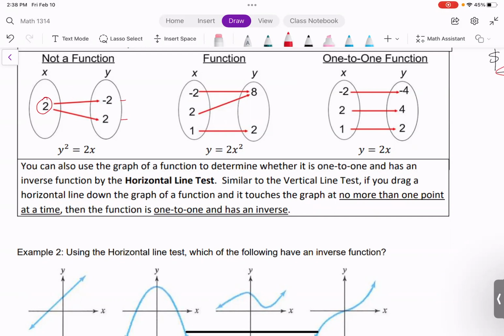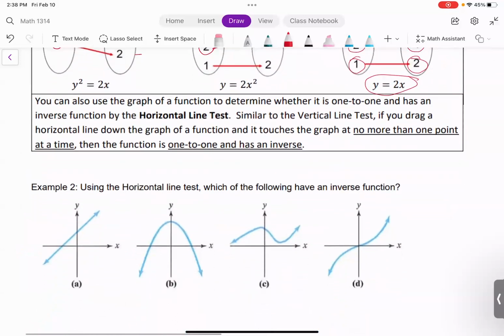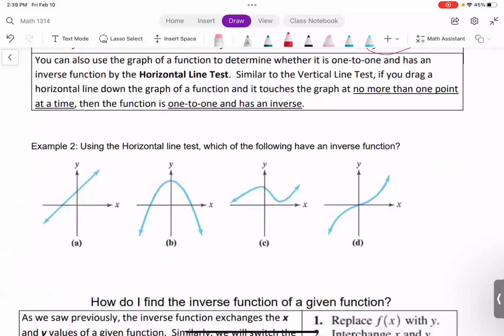And the second relationship, yes, this is a function, but 2x has one partner. This is not a one-to-one relationship. Next, one-to-one function? Yes, it is. One unique -2 maps to -4, and 2 maps to 4. 1 maps to 2. Yes, this is a one-to-one function. Only this kind of function has an inverse function. We can also use the horizontal line test.